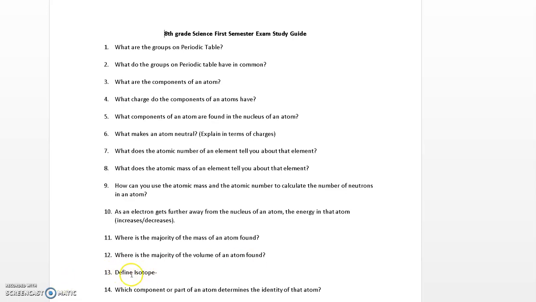Number 13, define isotope. An isotope is an element that has a different number of neutrons.